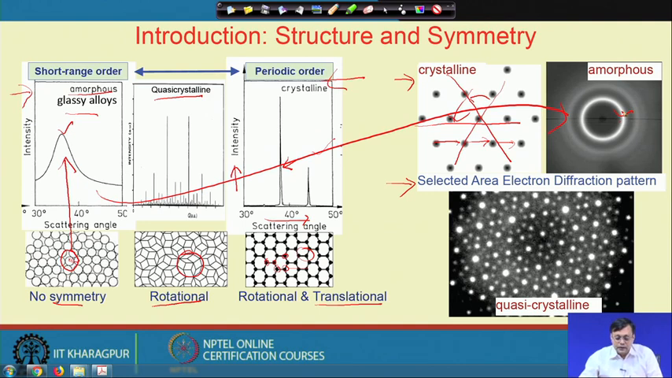Now, in the other case, the quasi-crystalline alloys, here we can see only the rotational symmetry, but there is no translational symmetry. So, this particular distance always follows the Fibonacci series. Okay. So, the distance is linked with the Fibonacci series only.